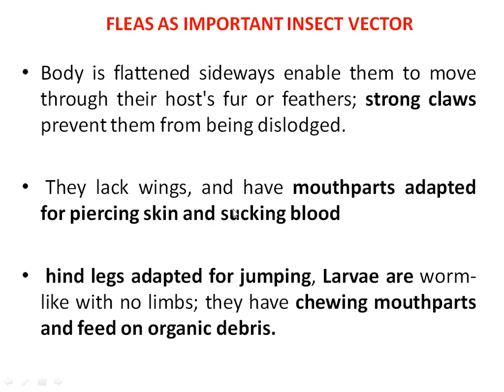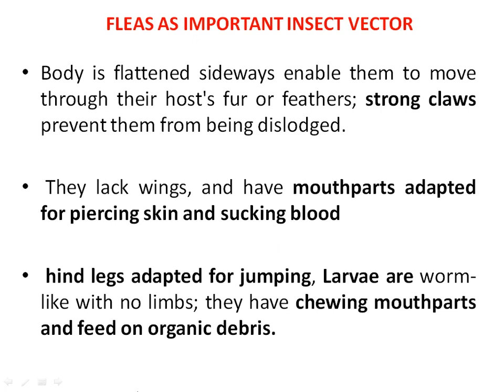They lack wings and they have mouth parts adapted to piercing the skin and sucking the blood of the host. Mouth parts are accordingly modified, that is sucking and piercing type of mouth parts are present. The hind legs, that is the last pair of legs, are adapted for jumping from one place to another. Since the wings are absent, the hind legs are adapted for jumping.